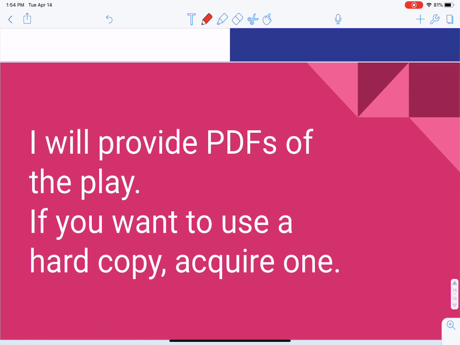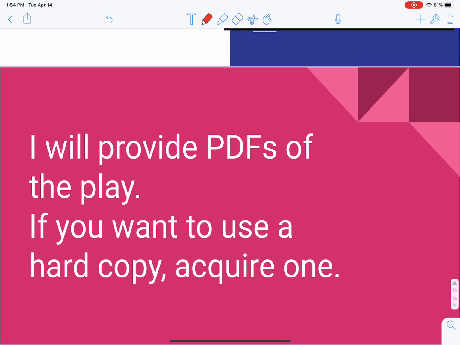Now, one last piece I want to remind you about. I will be providing a full text version of the PDF of the play. So if you have a hard copy and you want to acquire one, that's fine. But I will be giving you, just like I did for The Moon is Down, a copy of the play. And I'll be posting it each time we have a reading assignment. So for Act 1, Act 2, Act 3, and Act 4.